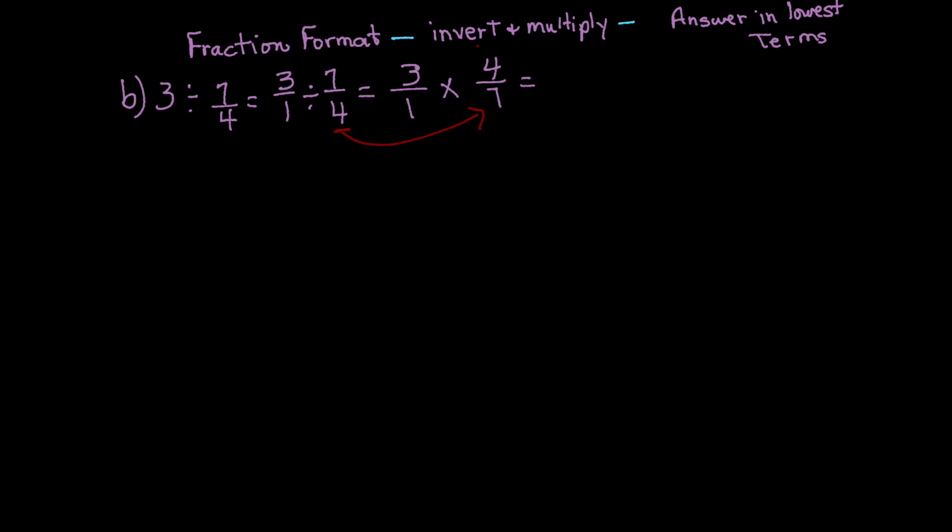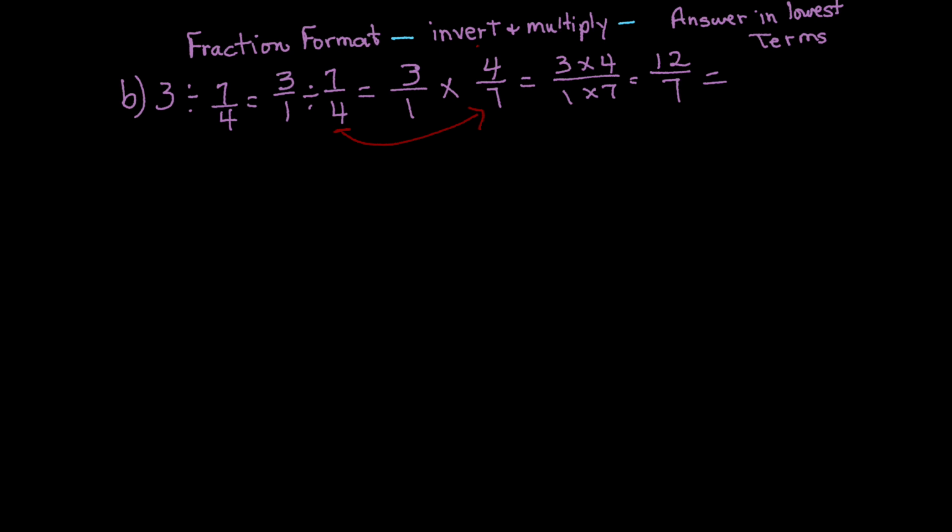Now we are ready to multiply. And I'll write this out. You don't have to do that. You can probably just do it in your head, but I will just for us here. So we're going 3 times 4 and 1 times 7. And the answer is 3 times 4 is 12, and 1 times 7 is 7. Now the next part here, answer should be in its lowest terms, and this is not in the lowest terms because it is, that's right, an improper fraction.